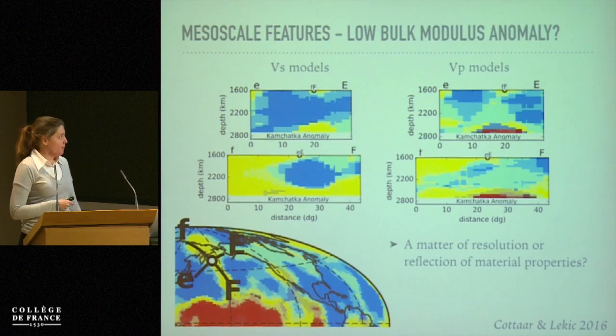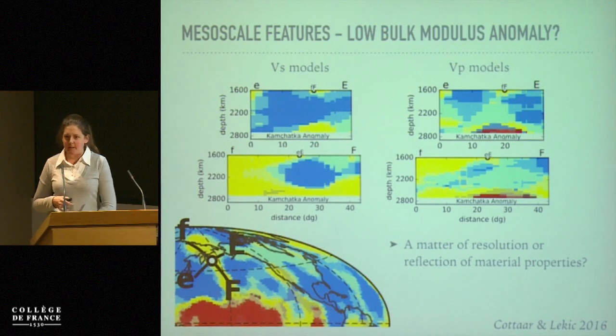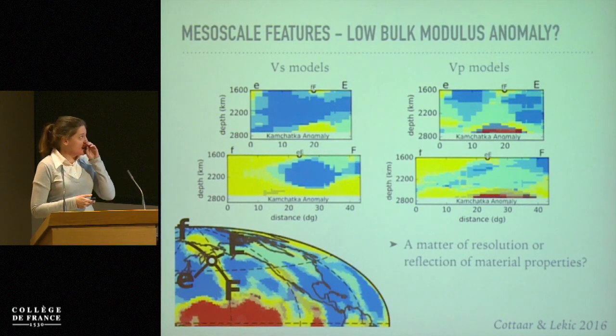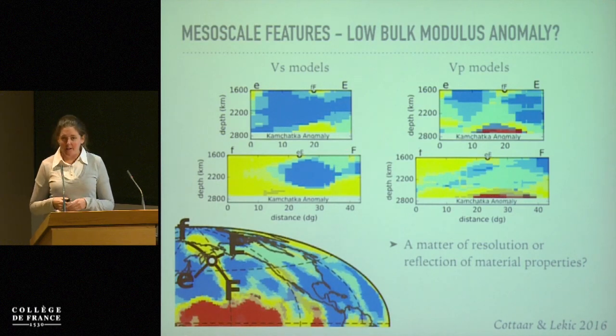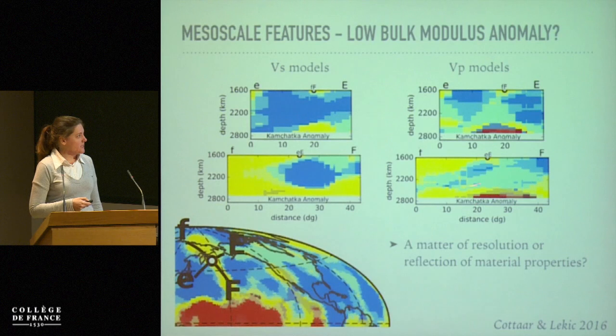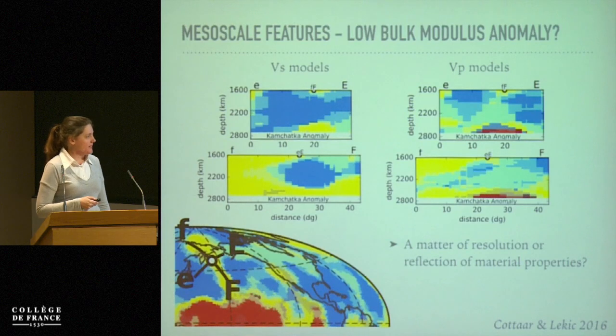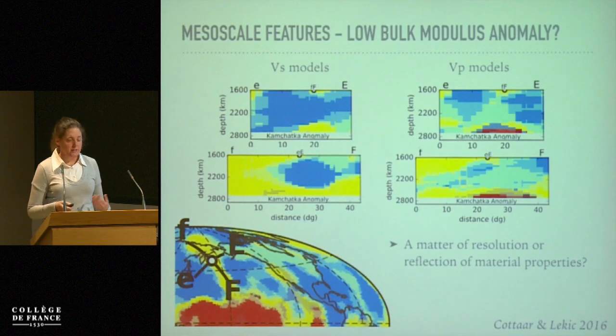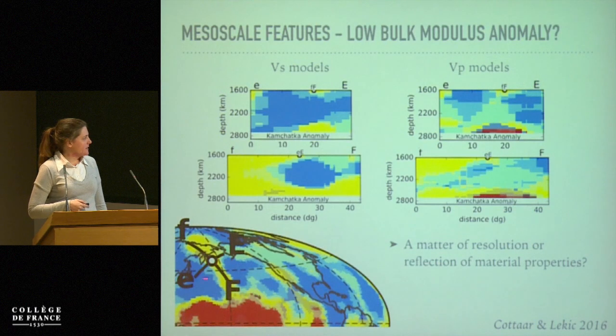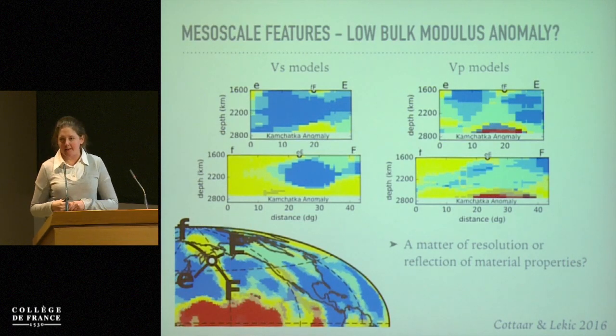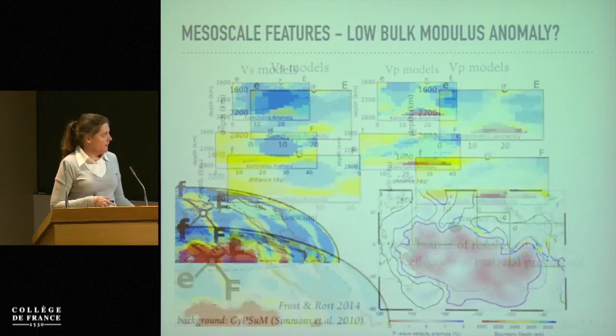Here is another more mystical feature which sits beneath Kamchatka. And what we're actually seeing here is that this anomaly does not come out very clearly in the S-wave model, but then comes out quite consistently in the P-wave model. And I cannot say at this point if this is a matter of a difference in resolution between these two types of models. I wouldn't think this is a location where there's necessarily a lack of S-waves. The other option is that this might actually be representing material properties in this small-scale anomaly.